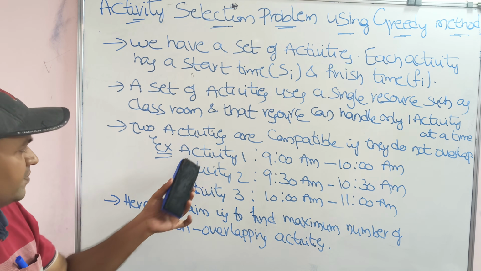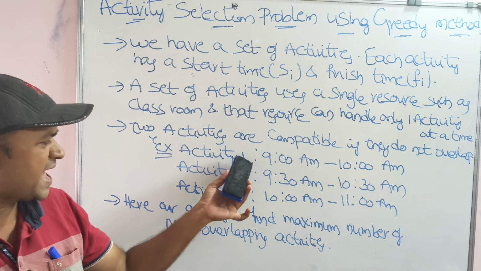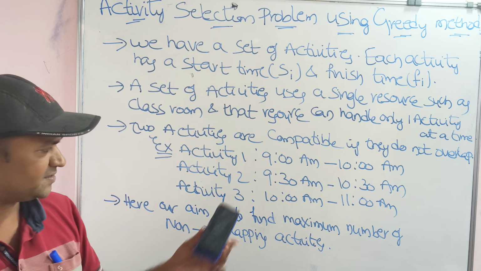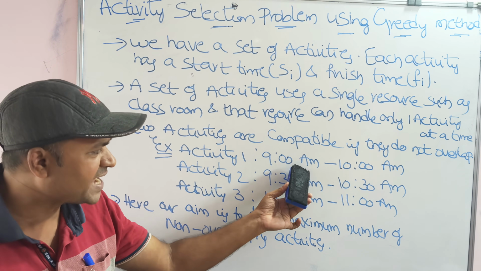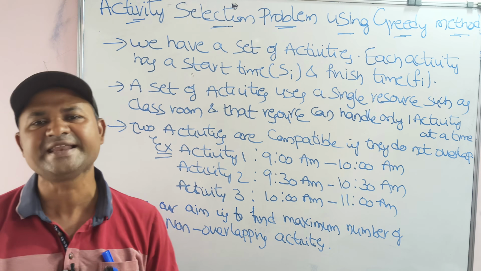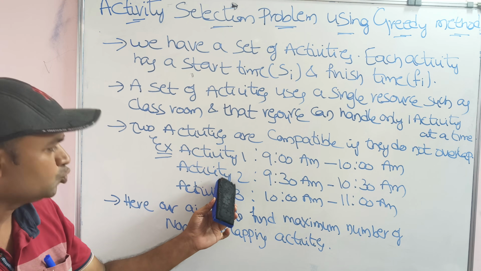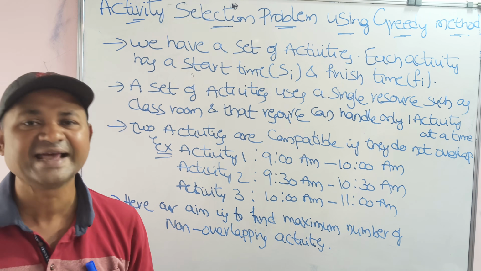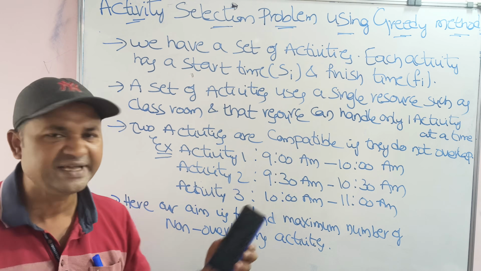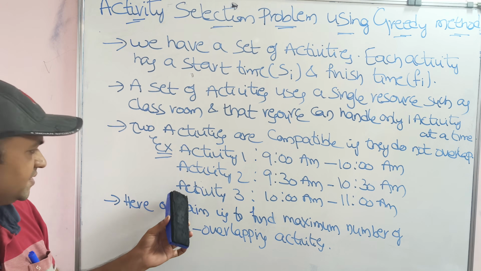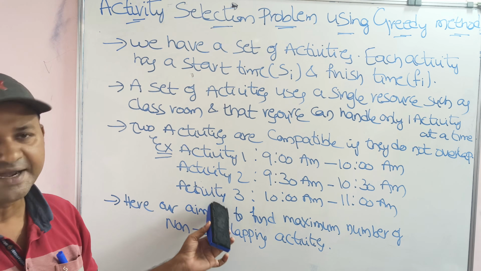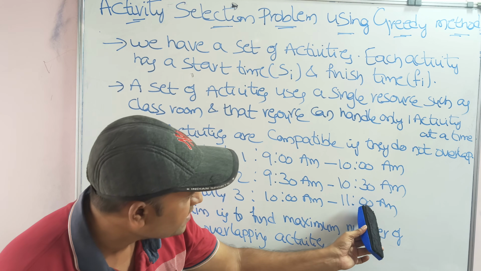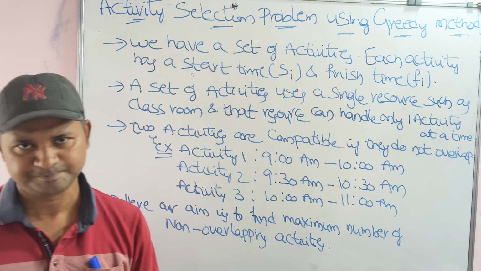Let's take an example. Activity 1 means the first year class. For that, start time is 9 a.m., finish time is 10 a.m. Activity 2: start time is 9:30, finish time is 10:30. Activity 2 means the second year class. Activity 3, the third year class. Start time 10 a.m. and the end time is 11 a.m.